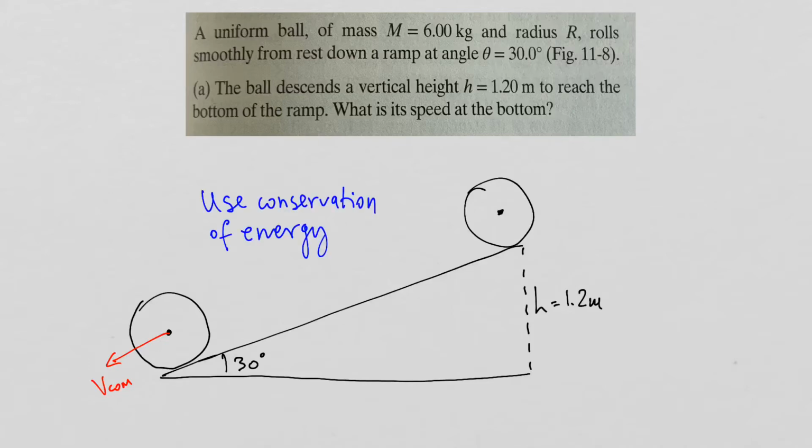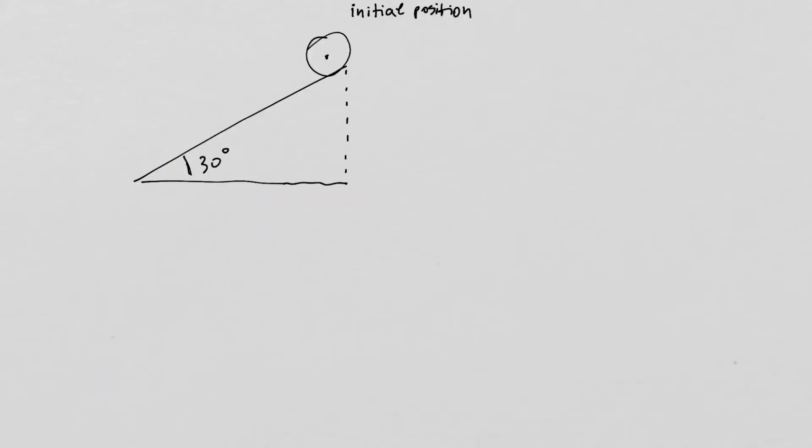This is a problem that can be solved by using conservation of energy principles. The mechanical energy of the ball is conserved through the entire motion of the ball, since there are no external forces that act on the ball that dissipate energy. The initial position of the ball is at the top of the incline, and let's see what the mechanical energy of the ball looks like there.